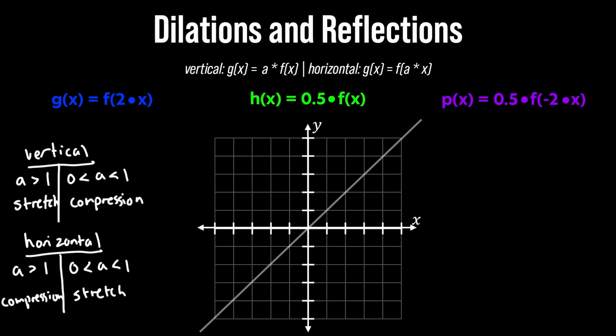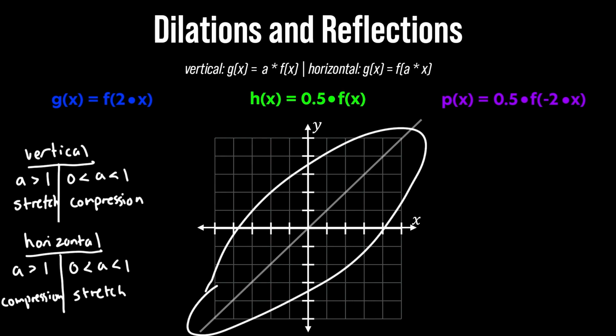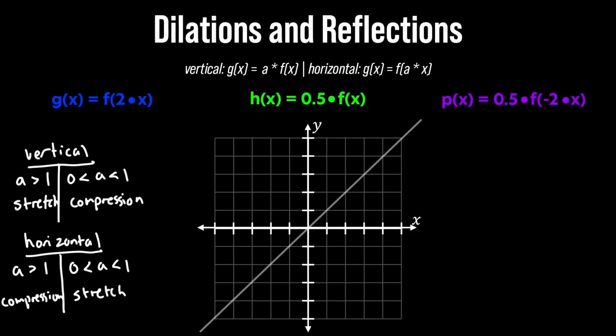So a compression means that the graph is going to shrink in the horizontal direction. So instead of looking like this parent function here, it's going to look something more like this, perhaps. Now, we're going to base all of these functions on the parent function, f of x is equal to x. And the parent function is already on this graph here.